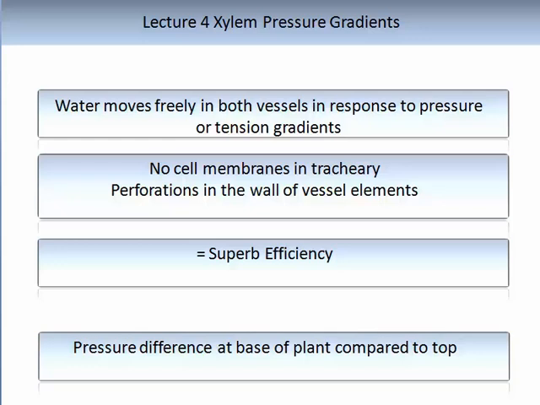What this means in practical terms is that there is a great amount of pressure at the base of the xylem near the root structure compared to that at the top of the plant near the leaf structures. It is these differences that promote the movement of water.